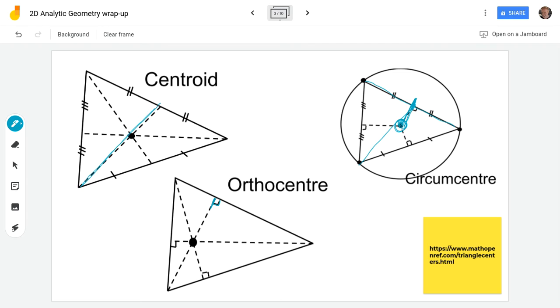And just like the centroid and the orthocenter, if you find where two of these special lines intersect, then that will be where the third one does as well. All three will always overlap.